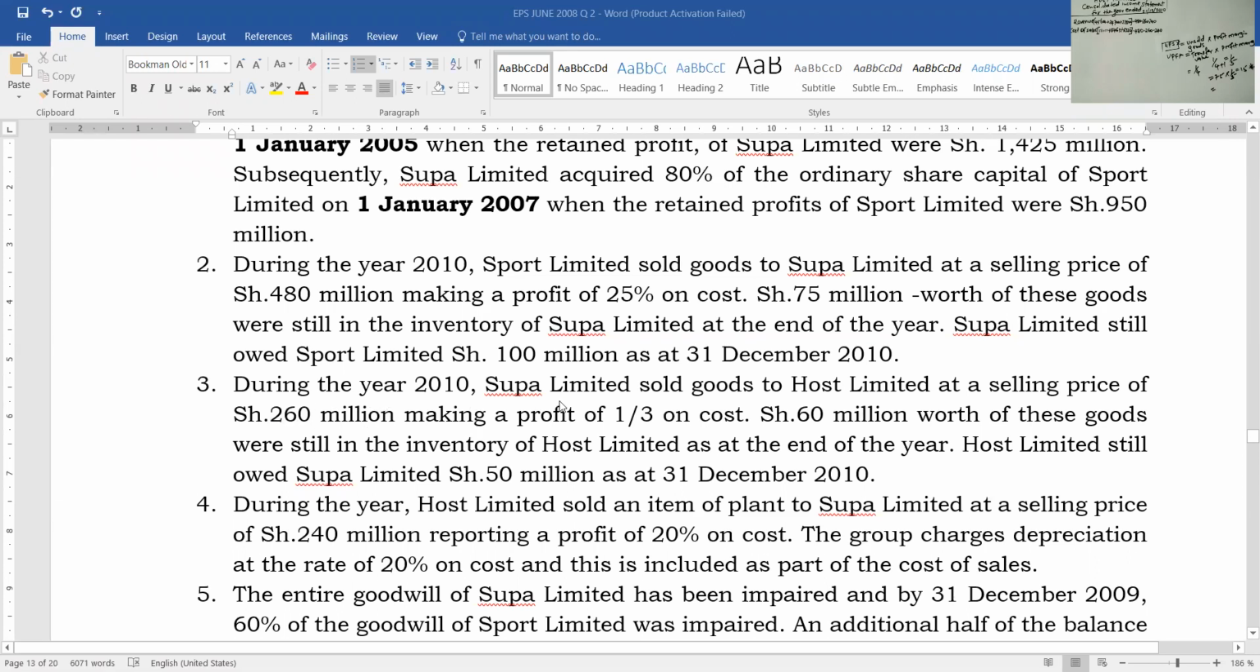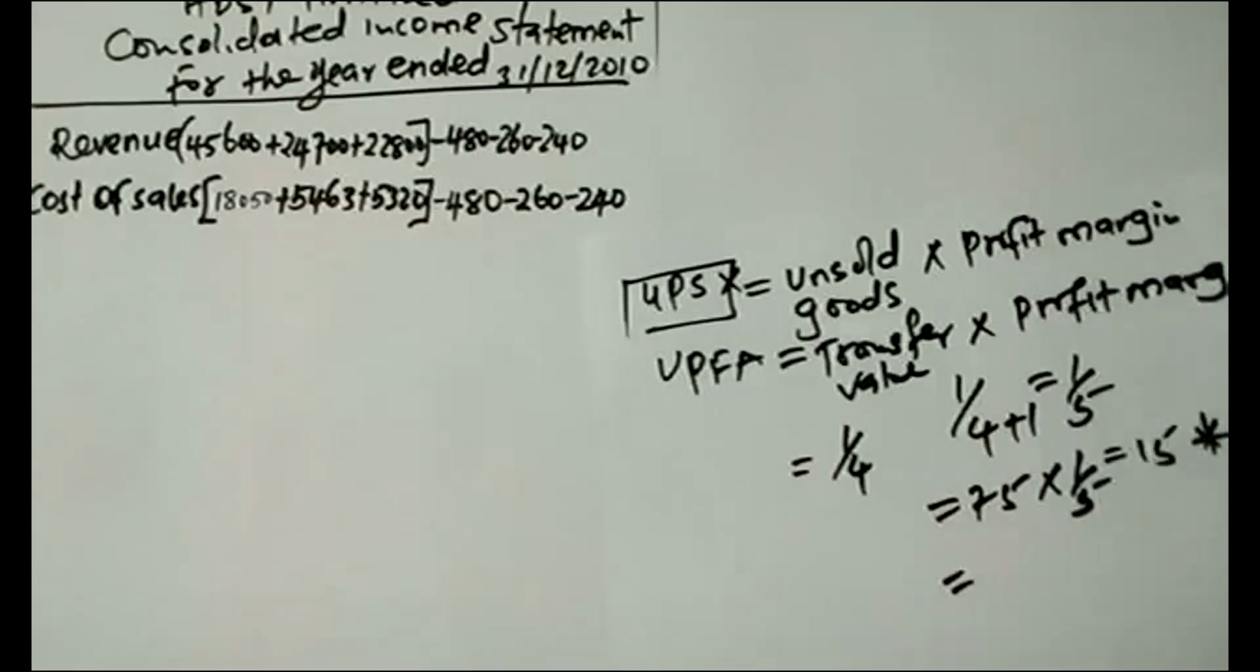So during the year 2010, Super Limited sold goods to Host at a selling price of 260 million, making a profit of a third on cost. That is again markup. So if markup is a third, margin is a quarter. Because you take a third and add the one to the numerator. So that is a quarter. Remember that Host is the one which received the goods, and he never sold 60 million worth of the goods by the end of the year. So they were in the inventory at the end of the year. So you need to take a quarter of 60.